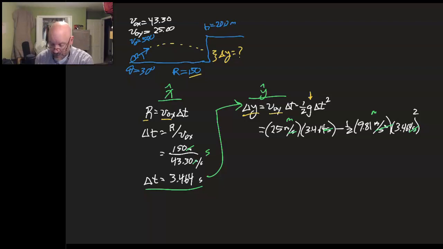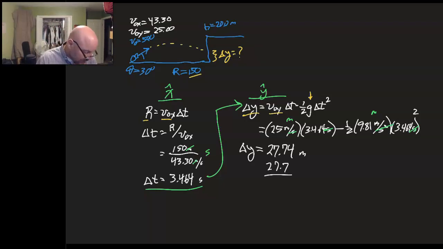It all works out just fine. All right, once I plug in my numbers, what I end up getting then is, oh, this is weird, 27.74, okay, or 27.7 if staying with 3 sig figs. So what does that mean? Well, that means we shot clear over the thing.